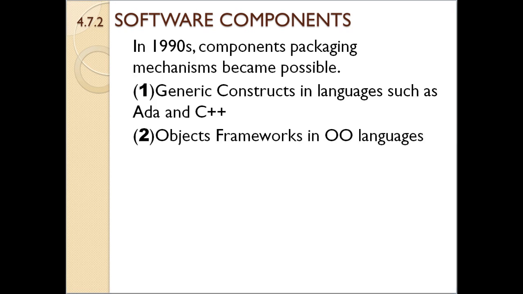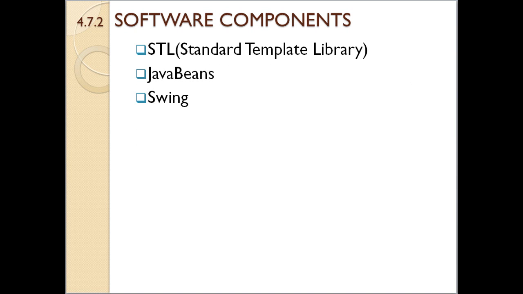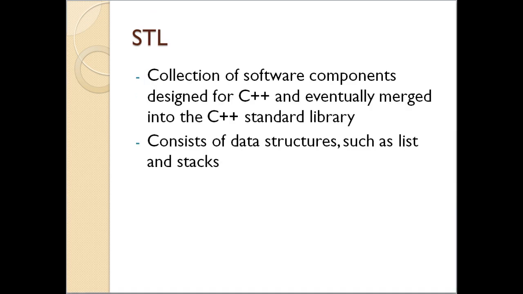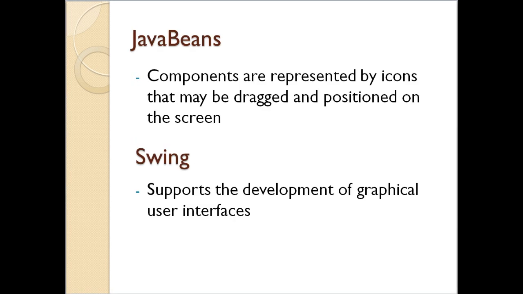In the 1990s, component packaging mechanisms became possible: the generic constructs in languages such as Ada and C++, and object frameworks in all languages. Examples are the STL, or standard template library, Java Beans, and Swing. STL is a collection of software components designed for C++ and eventually merged into the C++ standard library. It consists of data structures such as lists and stacks.